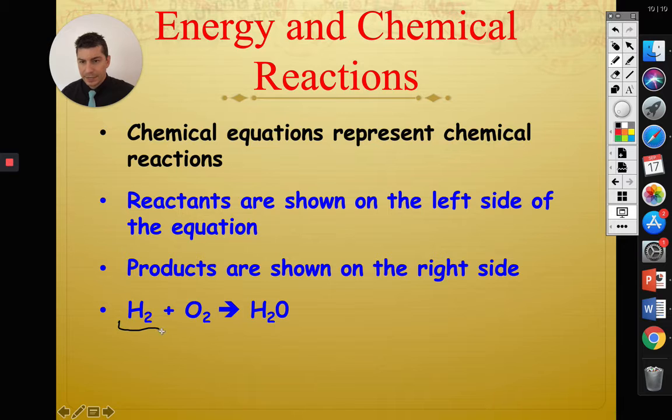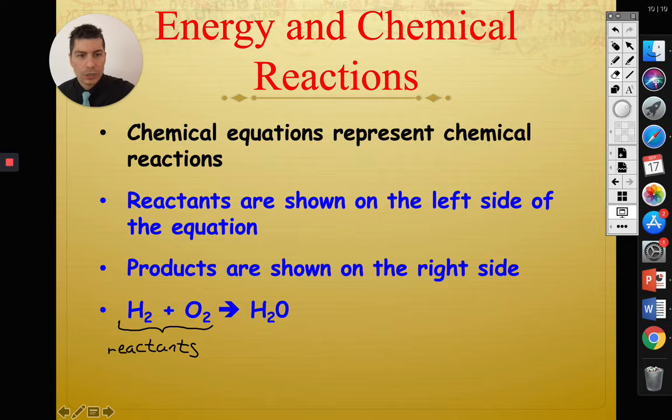On this side, we have the arrow here. These are called our reactants. This is what we put into a chemical reaction. Again, they're on that side of our arrow. So those are our reactants.